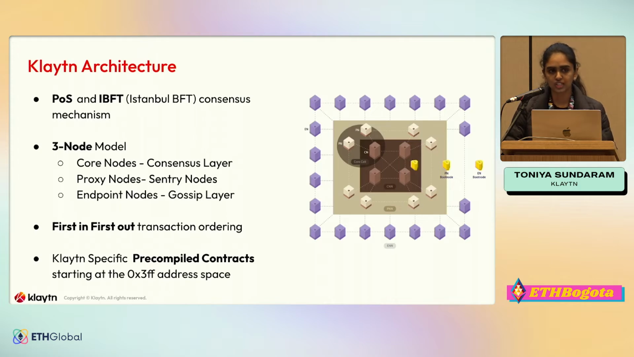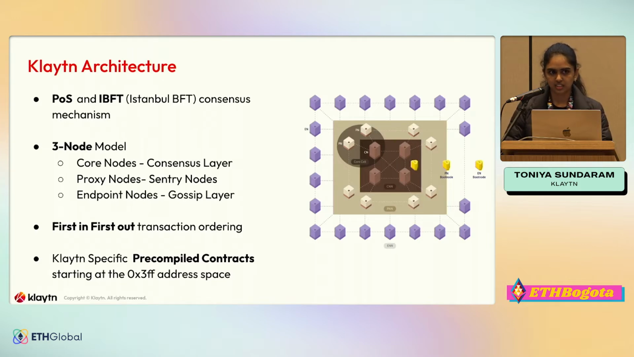So the core node is the consensus layer where the consensus mechanism takes place, and the way you generate the blocks and everything. And the proxy node is like the sentry node, like a gatekeeper, which protects the core node from resource exhaustion and from the wild internet. And this proxy node also helps the core node to generate the blocks in timely manner.